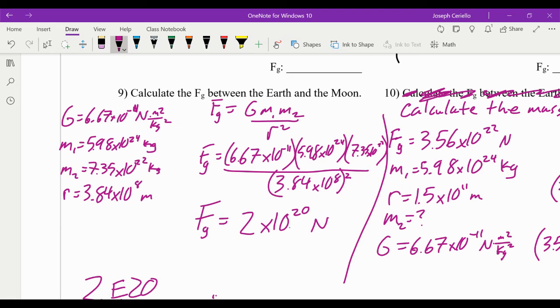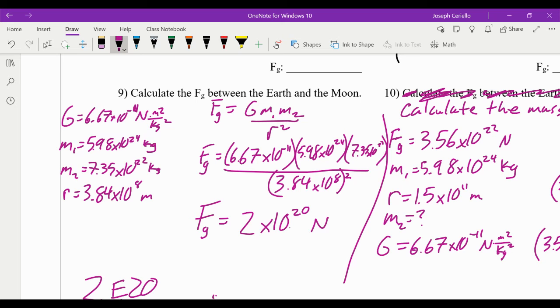Mass 2, mass of the second object, the Moon. Look it up in your reference table. The distance between them, not the radius of either planet. It's the distance between them, which is 3.84 times 10 to the 8th meters. Plug everything in there, and you should get about 2 times 10 to the 20 newtons, or like 1.99 times 10 to the 20 newtons.